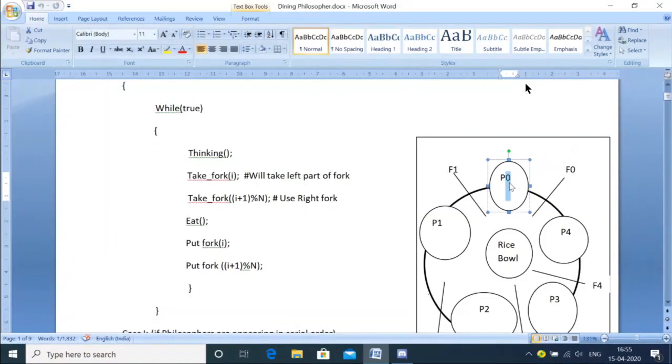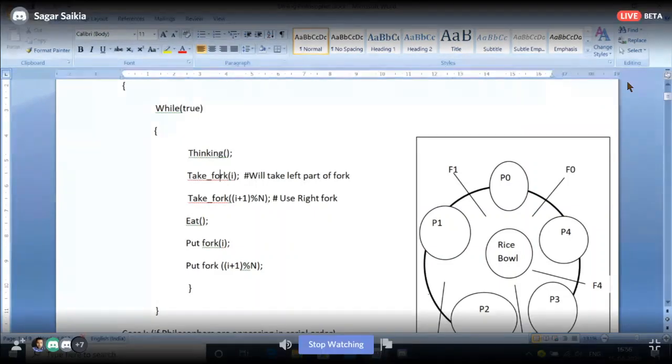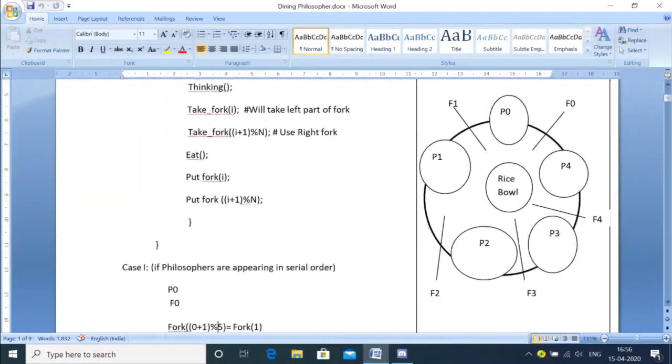Okay, the minimum value and the maximum value is 4. All right. Now, let's say, for example, this statement, take fork I. So, how will this statement be executed for the first philosopher? In place of I I have to put 0 if I'm testing for the first process. So if this is the case, what will the I value be here?